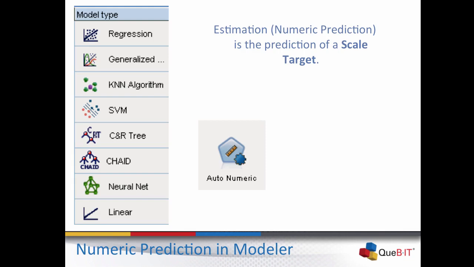Well, how can that be? Well, the type node in Modeler will know whether or not you have a continuous variable or a categorical variable, and it will act accordingly. Okay? So that's the idea behind numeric prediction.